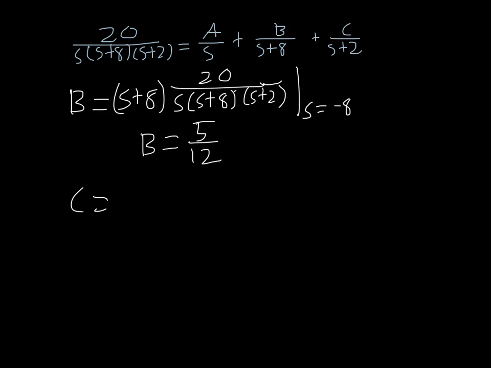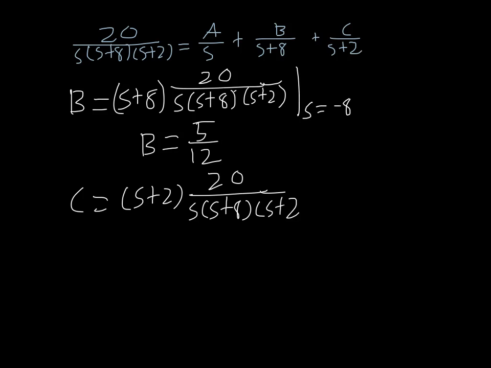And for C, we have C is equal to its factor, (s plus 2), times 20 over s times (s plus 8) times (s plus 2). Evaluate where s plus 2 is 0, so s equals minus 2. And you should get C is equal to minus 5/3.